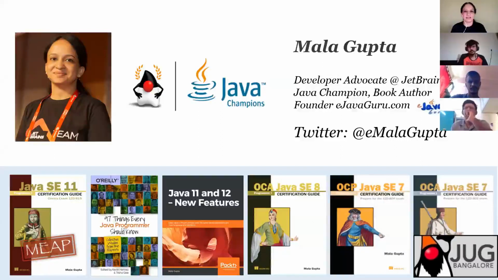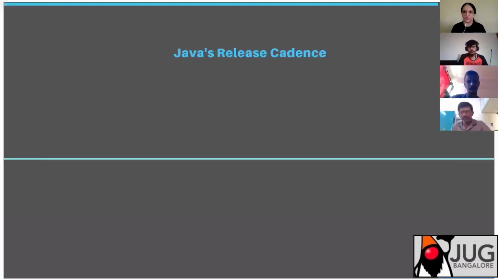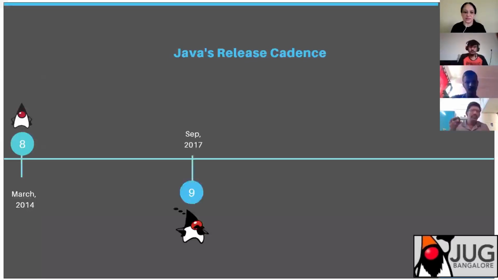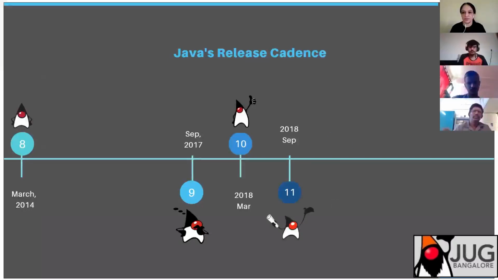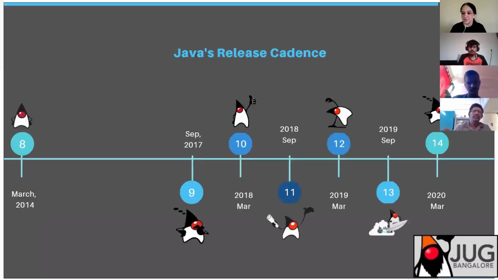So before I dive into the details of what's new in Java 15, let me take a step back and talk a little bit about Java's release cadence. Java 8, as you know, was released in March 2014. After three and a half years, Java 9 was released in September 2017. And since then, the release cadence for Java changed to 6 months. And now we have a new version of Java every 6 months, and the latest version is Java 15, released in September this year.